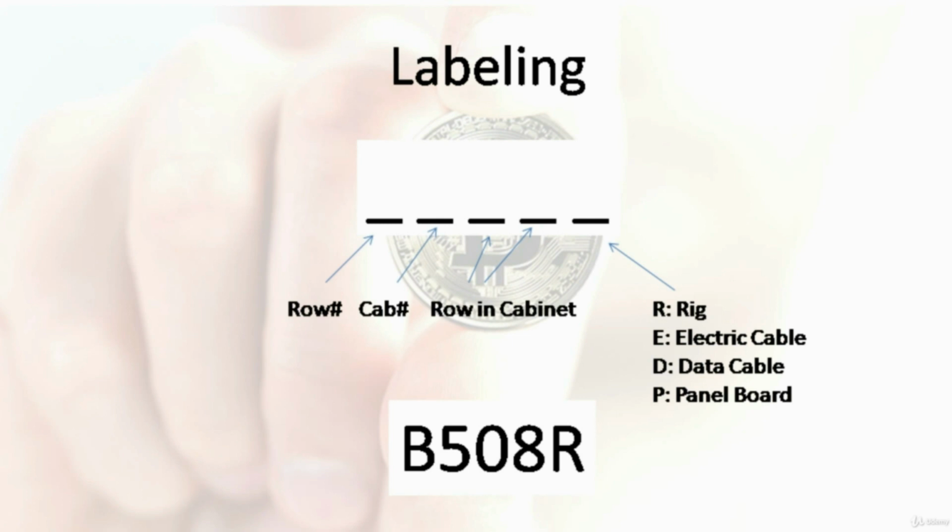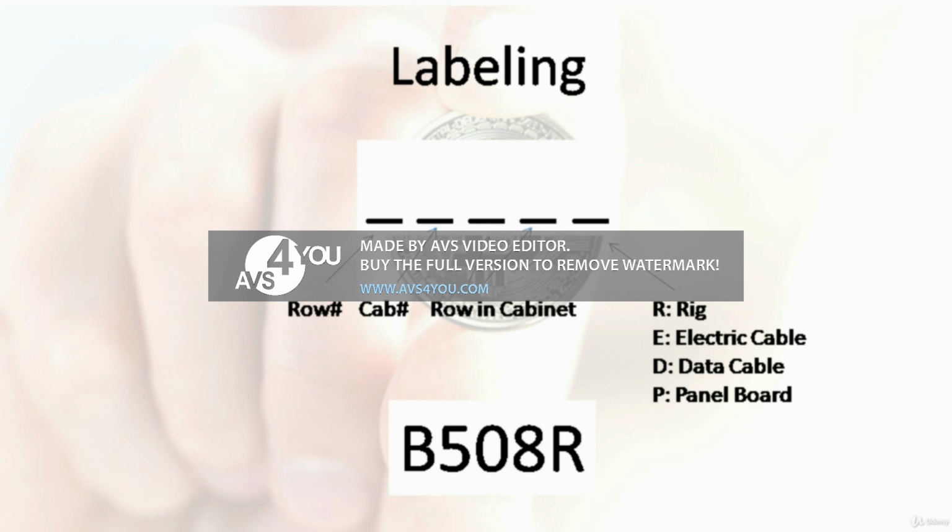What you do is really up to you, but I can give you an example. We can start with a 5-digit code for each mining unit. So I would use an alphabet letter in the leftmost digit to distinguish the row, then a numerical value for the cabinet number, then the next 2 digits is the rig number starting from 1, counting from the top. And the last digit represents what equipment it is. So R will be rig, E will be electric cable, D will be data cable, P is for panel board, etc.